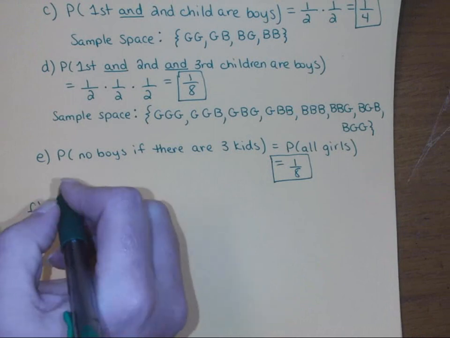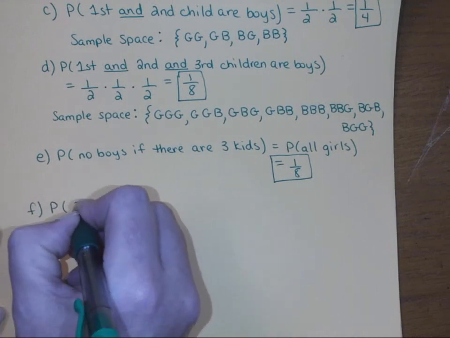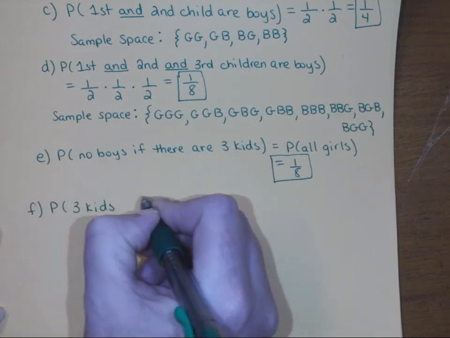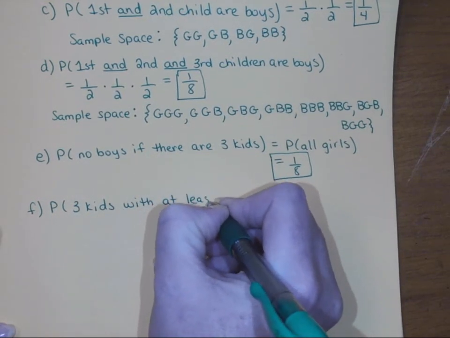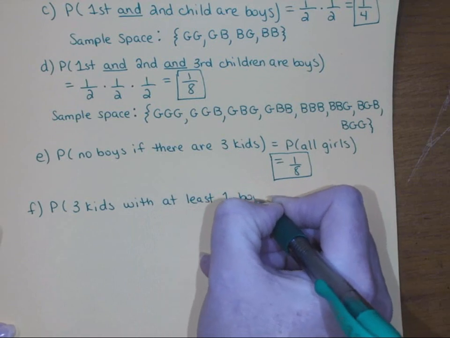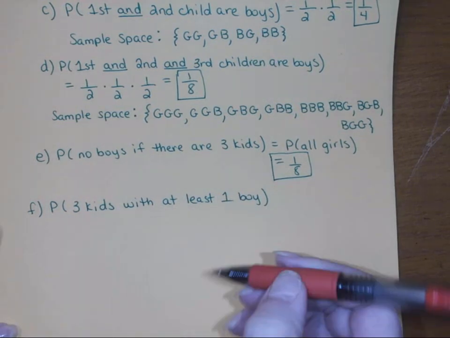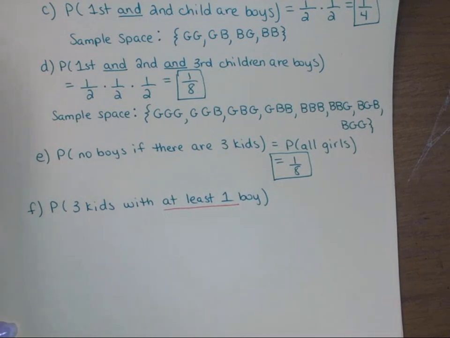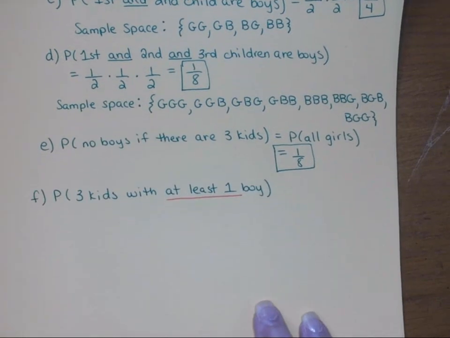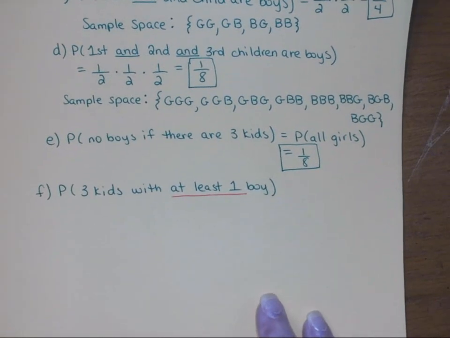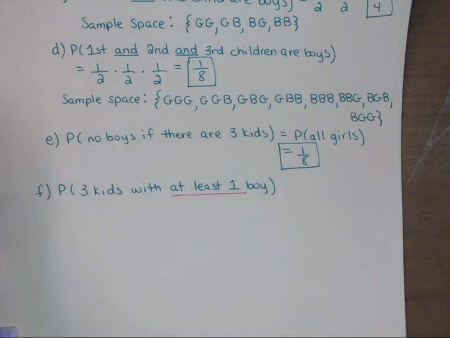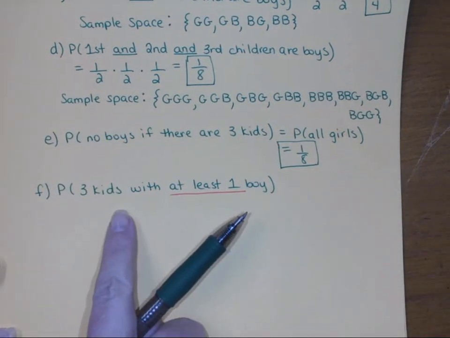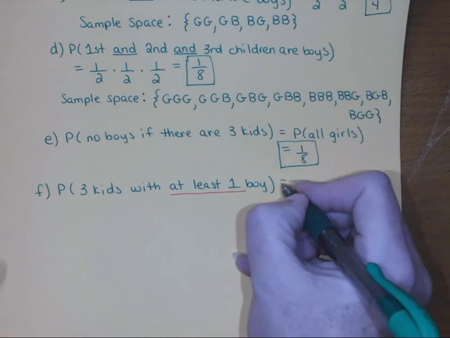So let's use that thinking. What if I asked you for the probability of 3 kids with at least 1 boy? Let's talk about why that's a little more challenging. I'm going to underline the significant part of that problem. At least 1 boy could mean 1 boy, could mean 2 boys, could be all 3 are boys, right? In fact, the only thing that it really doesn't cover is the probability that we have no boys at all, right? But let's put that on hold for a minute.